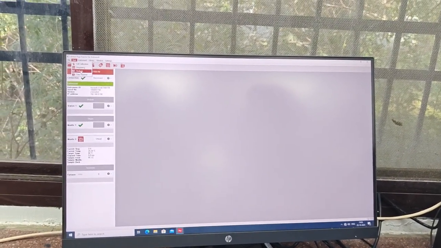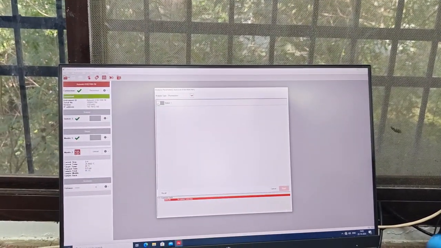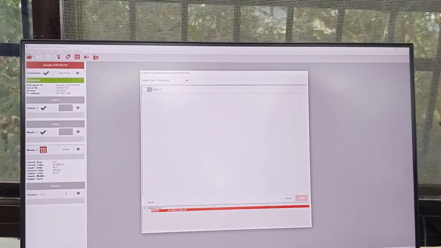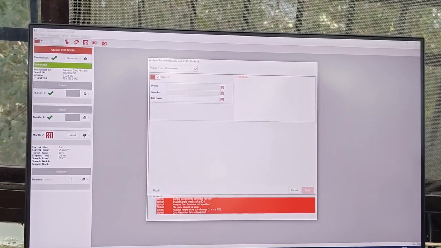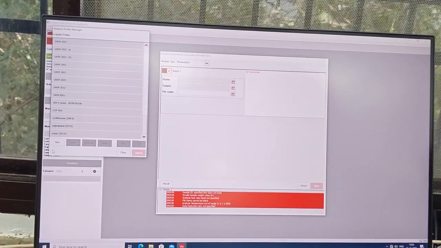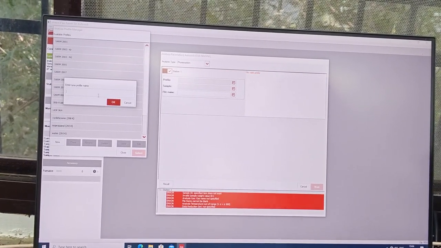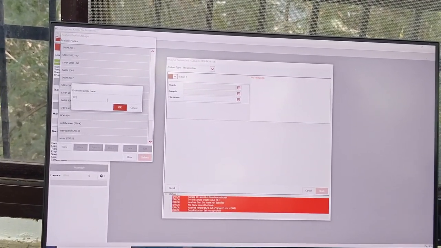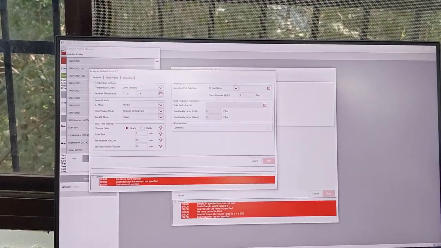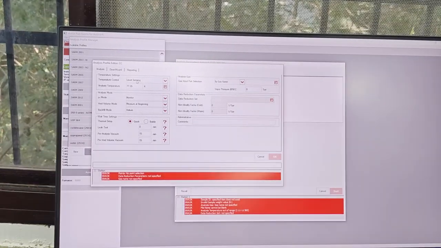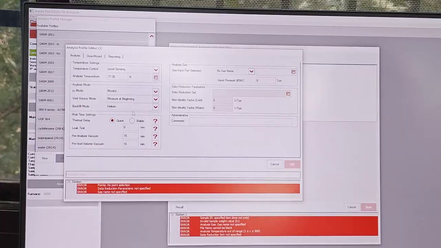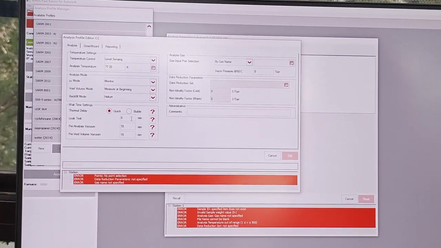The same software is there, analysis. Now we have only one station, so it is showing only station one. And we are doing the physics option. So again we have to make a profile. As we have a profile, we can also create a new one. Carbon cloth. So here it is showing the parameters: level sensing, analysis temperature, P0 mode monitor, and leak test.